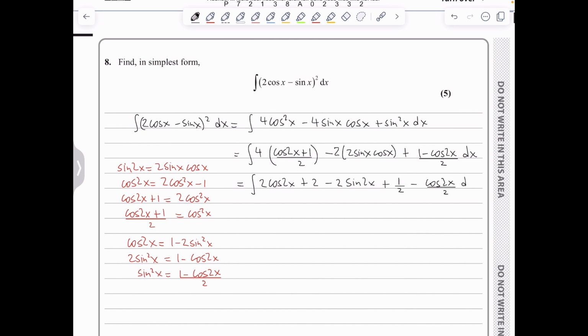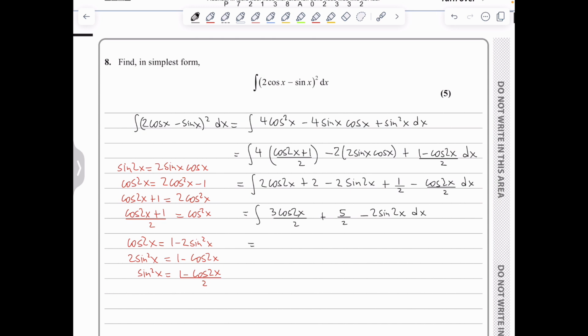Remember that in integration we prefer multiple angles rather than multiple powers. I don't like the cos squared, I don't like the sine squared, but we are okay with the cos of 2x, the sine of 2x, and so on. So I will collect the like terms within the integral. So I've got 3 cos of 2x over 2 plus 5 over 2 minus the 2 sine 2x with respect to x, and I can proceed in integrating.